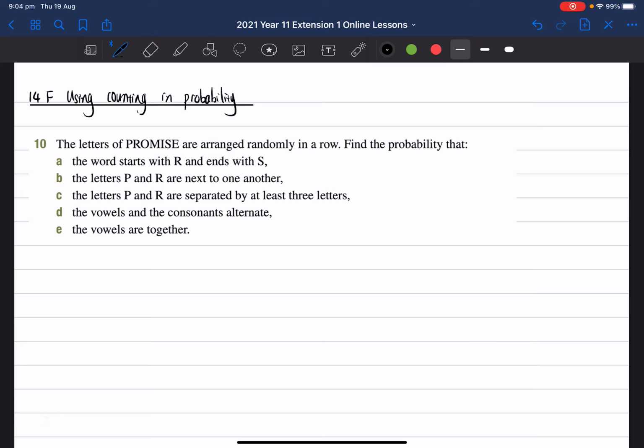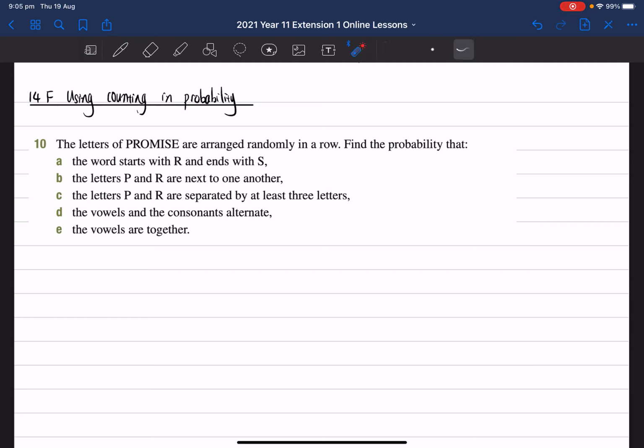Okay, exercise 14F, using counting in probability. No new content for this lesson. It's all about using the previous 4 lessons' knowledge: you've learned permutations, you've learned combinations. Now we're going to use this to help us do probability questions. So I actually picked 4 questions from the exercise, and I'm going to go through these 4 exercises, and that should be enough to cover this lesson.